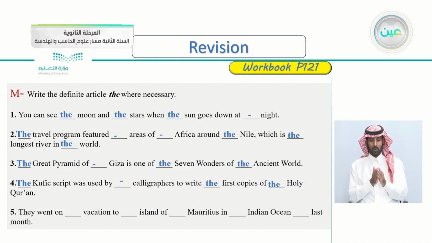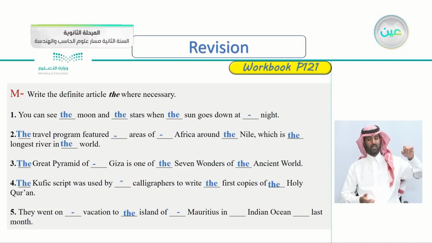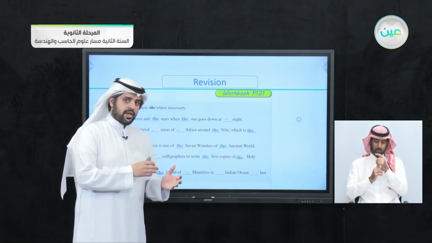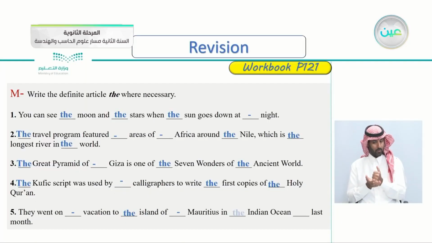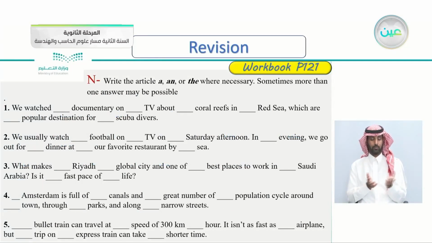Number 5, they went on, yes, vacation to, yes, to the island of, of course, the island of Mauritius in the Indian Ocean. So oceans, if you remember, do we put the or remove it? Yes, in the Indian Ocean last month. Excellent. Jumping on to the next exercise, exercise N, write the article a, an, or the where necessary.